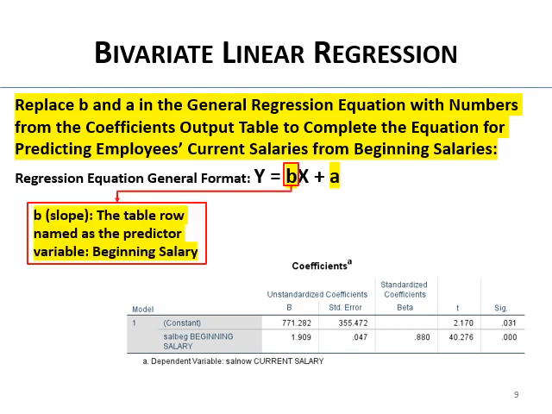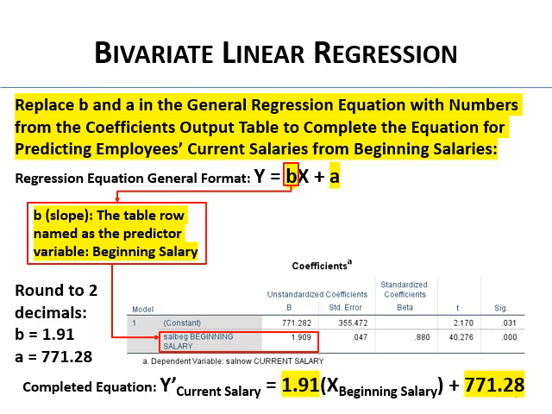B is the slope. It's in the table row that's got the name of the predictor. So what is our predictor here? Our predictor is beginning salary, where someone started at the company. We're predicting current salary, which it shows below this table. So which row says beginning salary? That one. See that 1.909? That's b. So here, I've taken 1.909 and rounded it to 1.91, and filled it in. That's b up above. I've replaced it with 1.91.